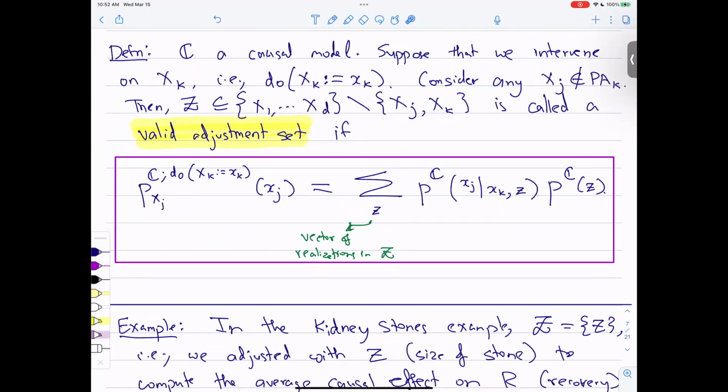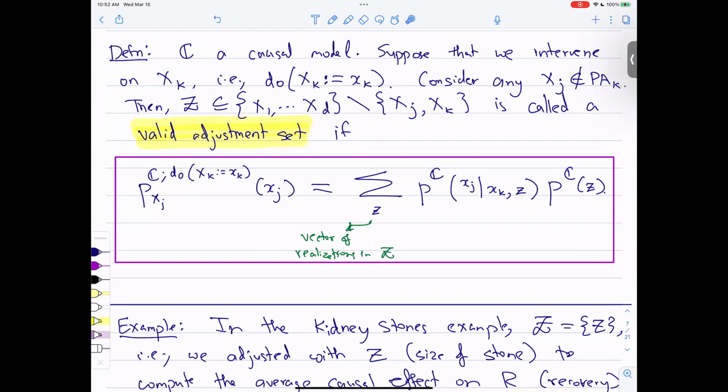It depends on everything, right? Of course Z cannot have Xj and Xk. Xj is just the random variable whose probability you want to find. If you change that, of course, the valid adjustments will be very, very different potentially when you look at the effect somewhere else.